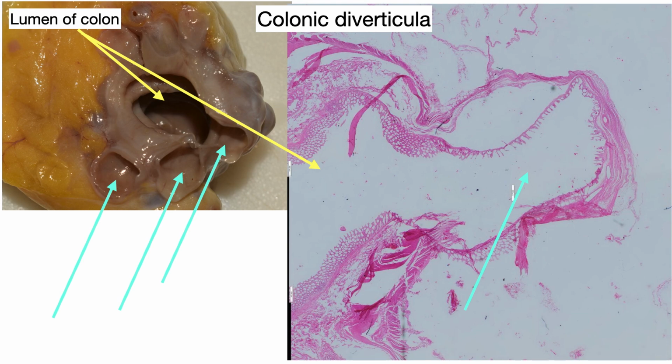So this is a diverticula. You can see at the top, the lumen of the colon is in the yellow arrows showing where that is, and the blue arrows at the top show the diverticula. You can see little pouches.